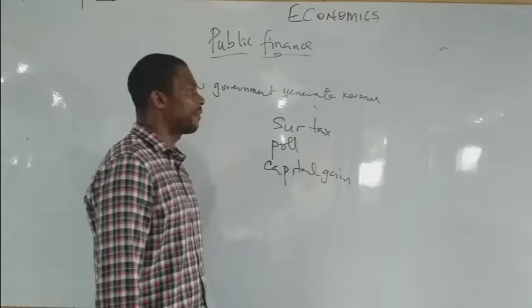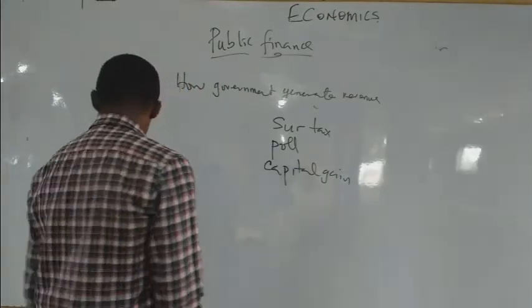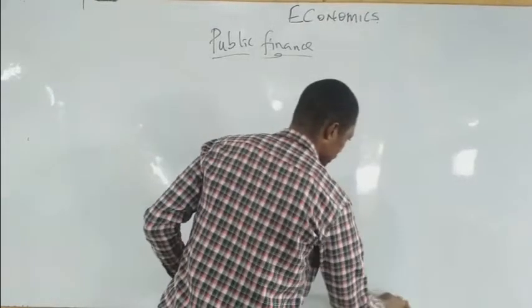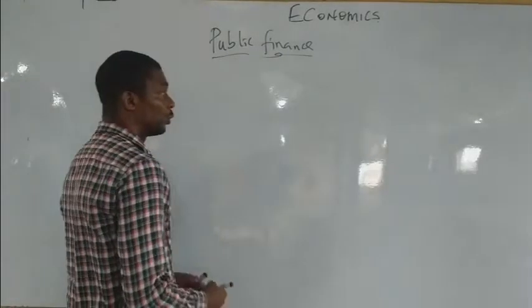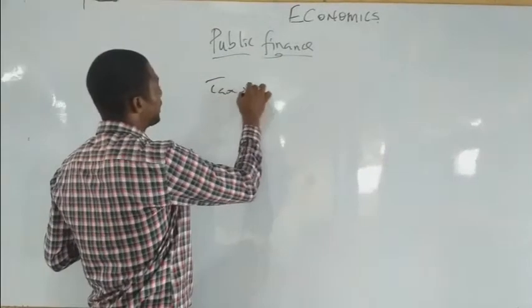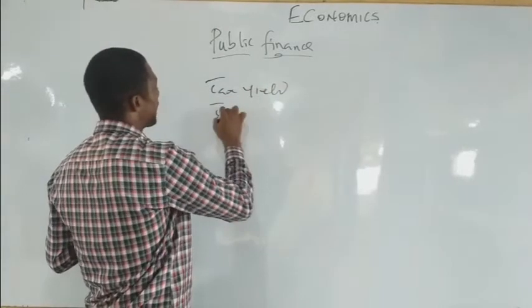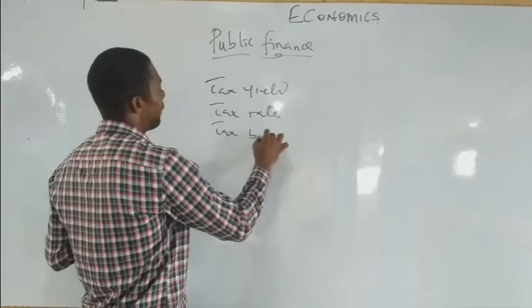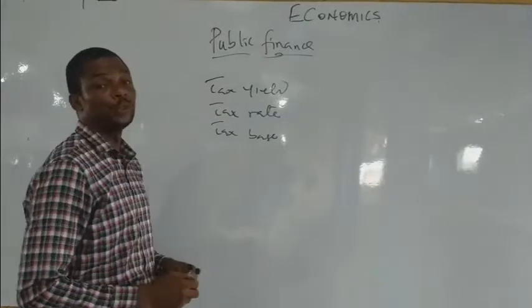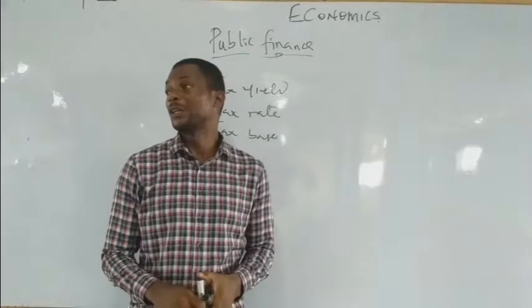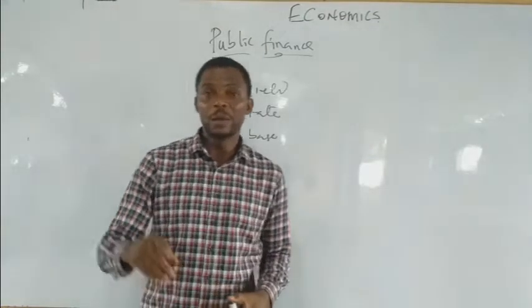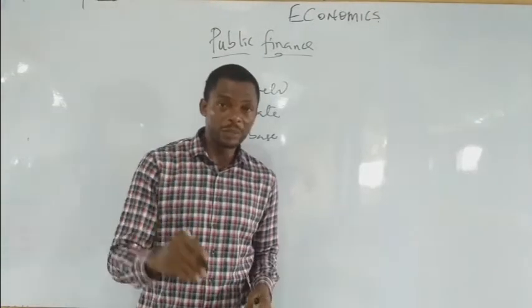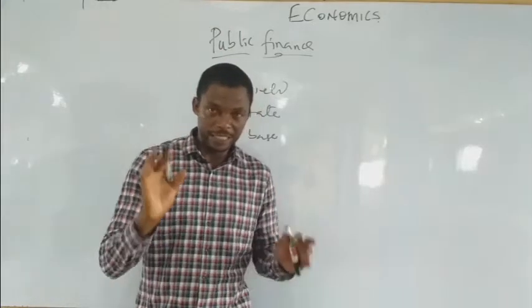Alright, having said that, you now realize that still on tax, there are some things that you need to know: tax yield, tax rates, and tax base. What is the yield? The yield is the amount that you generate, the amount that goes to the government in form of tax. That money that goes to the government in form of tax is tax yield.